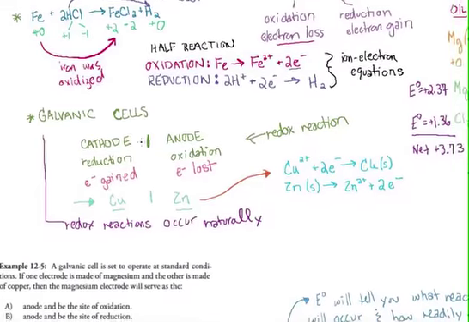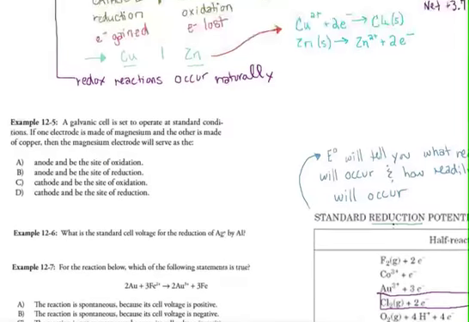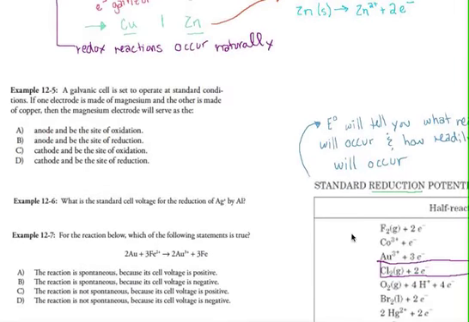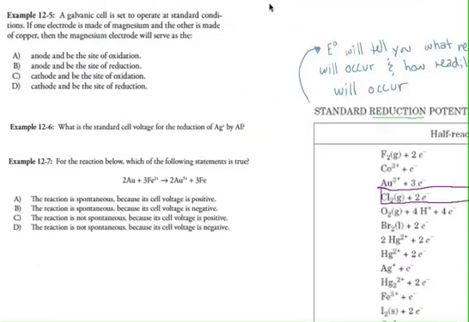Okay, so let's go ahead and try a couple of practice problems together. Okay, so again, all of these are just standardized testing practice problems. Par for the course, yeah. So let's start with this one here, the top one. A galvanic cell is set to operate at standard conditions. Okay, so that's pretty much just them covering their bases, right? If one electrode is made of magnesium and the other is made of copper, then the magnesium electrode will serve as, and then they're asking you essentially, is it the anode or is it the cathode, right?